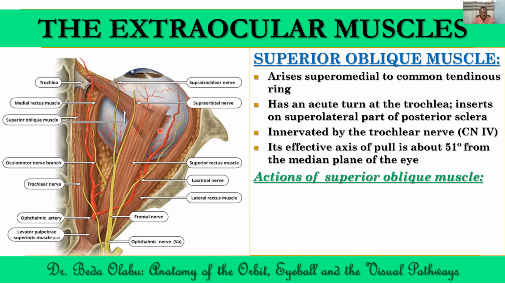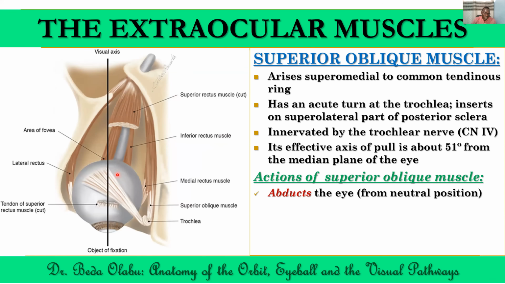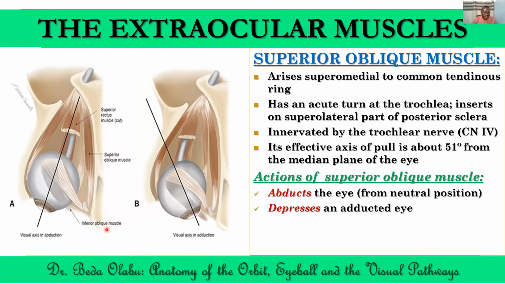So what are the actions of superior oblique with that understanding? First, it is easy now to understand that both the superior oblique and inferior oblique will actually cause abduction of the eye because they pull the posterior aspects medially, and so the anterior aspects will go laterally. This shows you that concept. This is the neutral axis, the visual axis, the axis of the globe. So this muscle pulls this posterior part medially, this part will go laterally, so that is abduction.